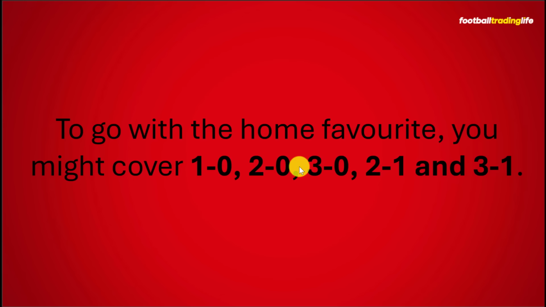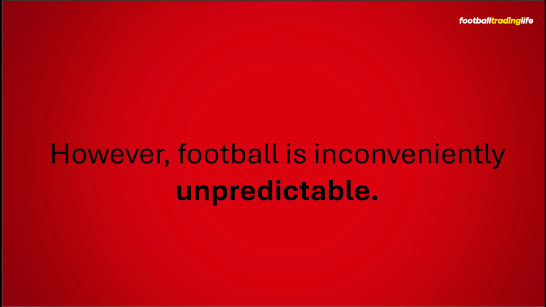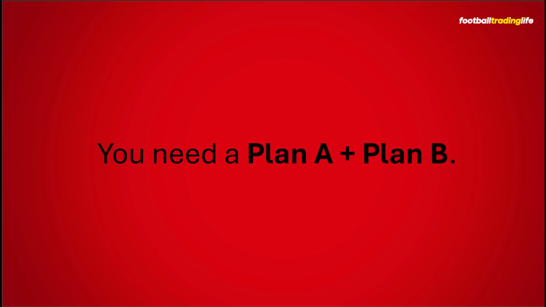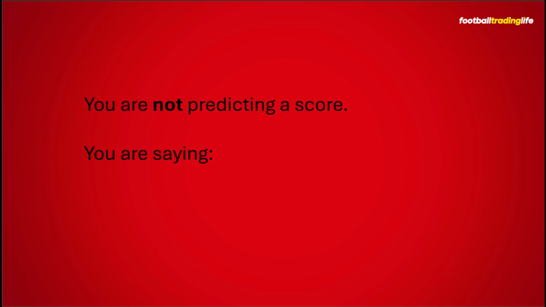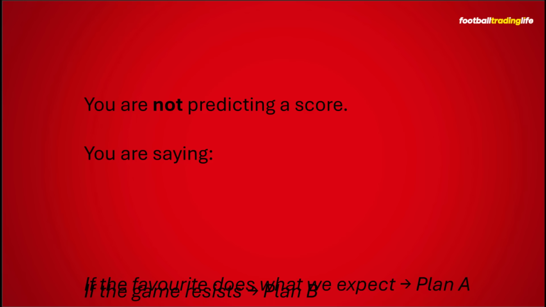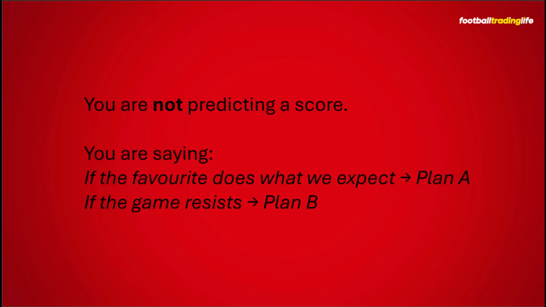However, with picking out our target score formula like we have here, football is inconveniently unpredictable. So what we need is a plan A and a plan B, and we're going to incorporate that plan A and plan B into our target score formula. So we're not predicting a score. We're basically saying if the favourite does what we expect, we have a plan A worked into our target score formula. If the game resists, we've got a plan B.